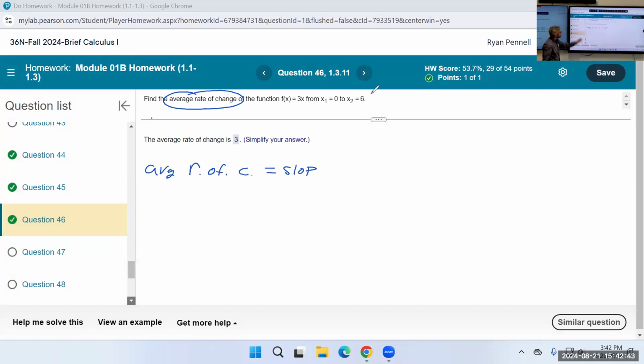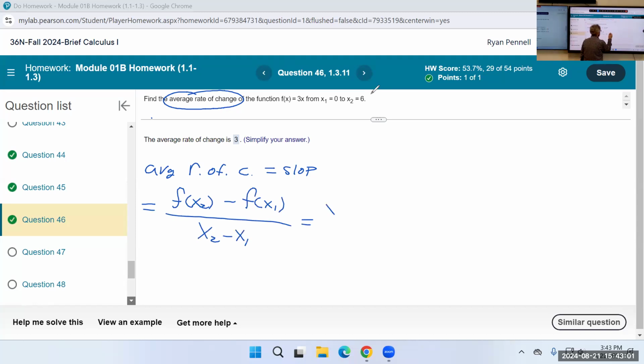Okay, so they give me 2 points and a function. We can go as fancy as we want, but it's just the slope. They go pretty fancy, I would say: f of x2 minus f of x1 over x2 minus x1. But that's just going back to middle school, just finding the slope.